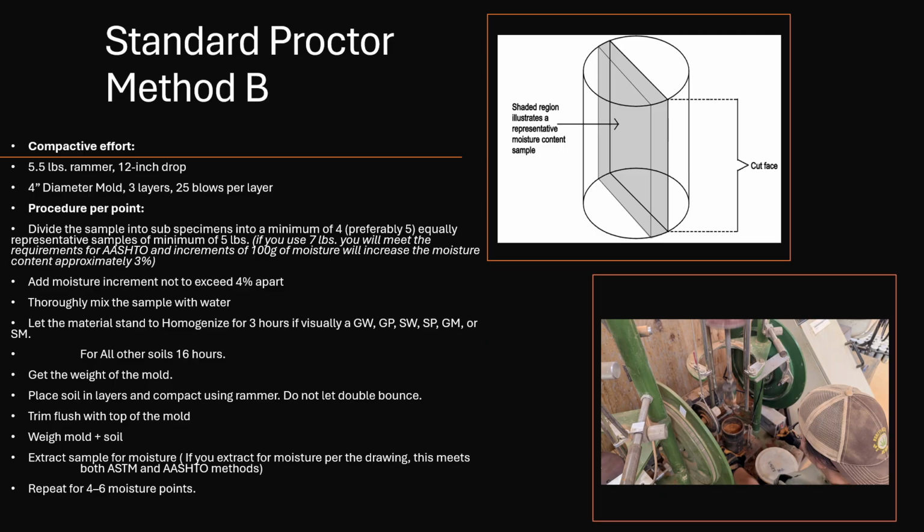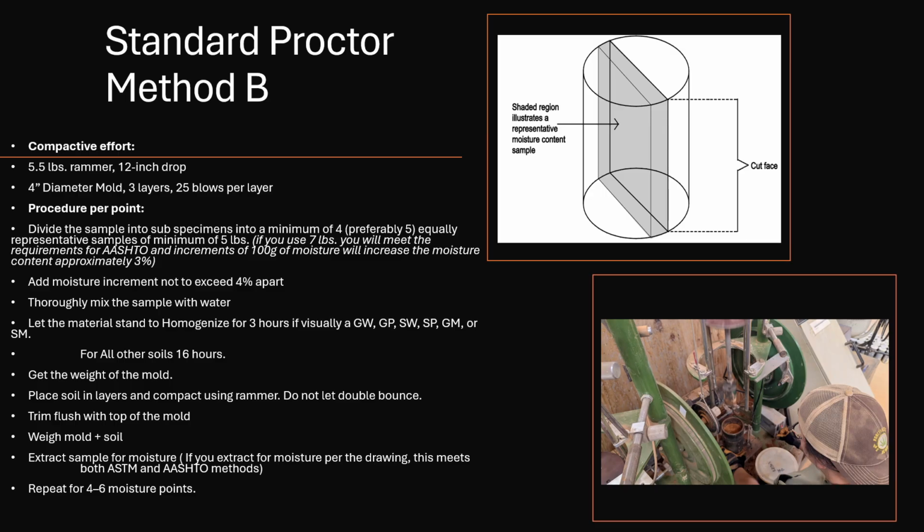Running the standard proctor. We now run the standard proctor using method B. The compactive effort consists of a 5.5 pound hammer dropped 12 inches. We use a 4-inch diameter mold, 3 layers, 25 blows per layer. The soil is divided into at least 4, preferably 5, equal specimens. The moisture increments are added, no more than 4% apart. The material is mixed thoroughly and allowed to homogenize: 3 hours for granular soils, 16 hours for all other soils.